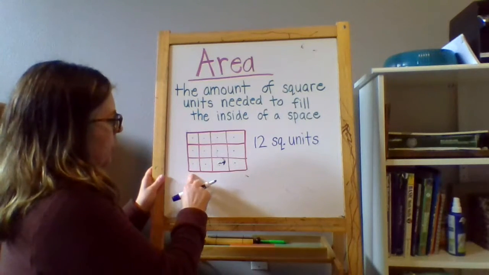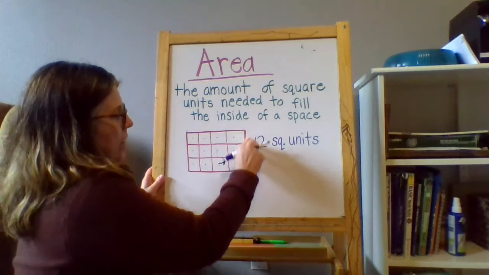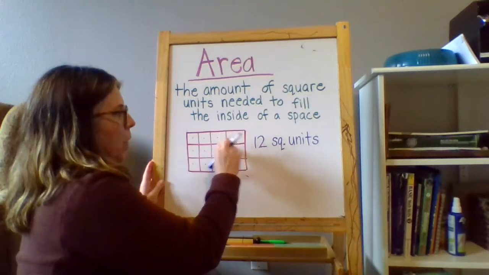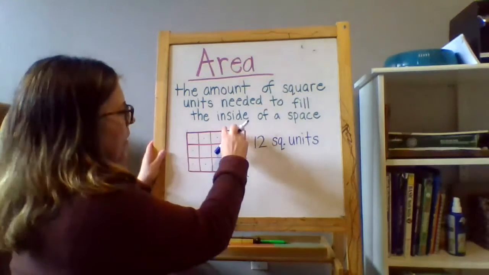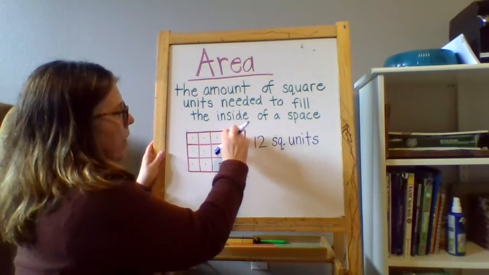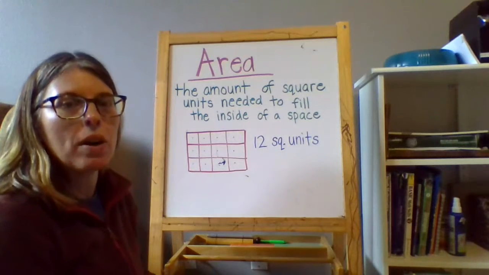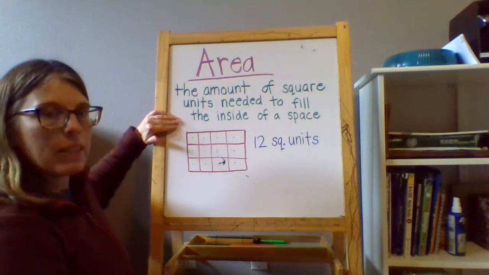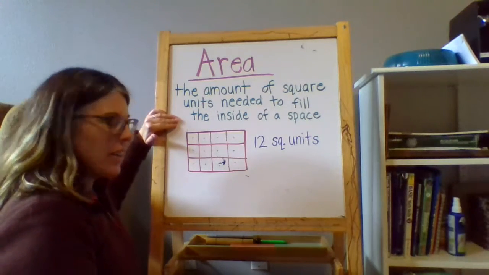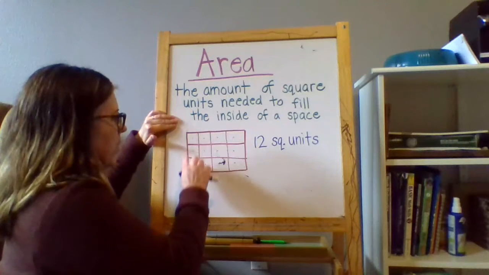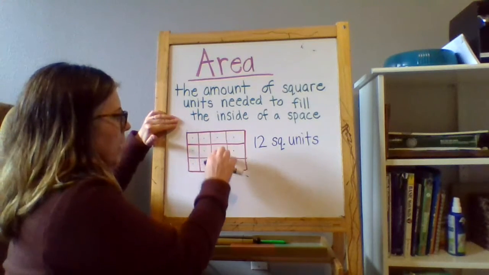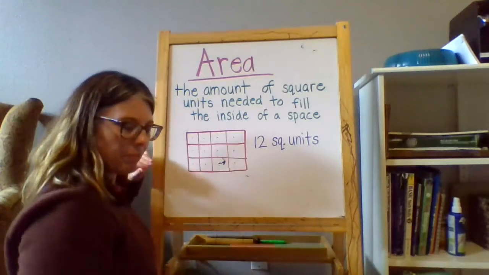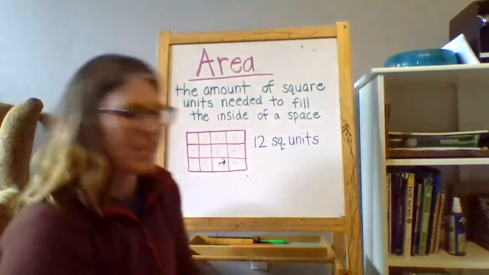Because we were saying just units when we were measuring the outside. And I want us to say 12 square units for the inside. Because these are always a square unit when you're talking about area. Because it's this whole area square, right? That whole square. Okay, so 12 square units. The amount of square units needed to fill the inside of a space is the area. You can look at a shape or a space like this, count the squares, and then we'll know 12 square units.